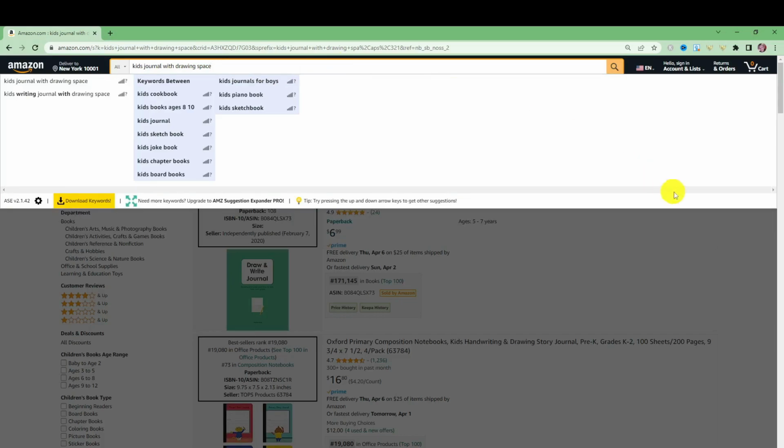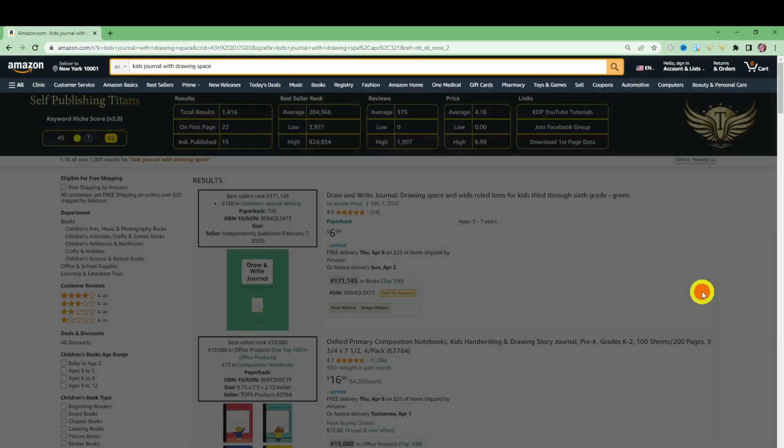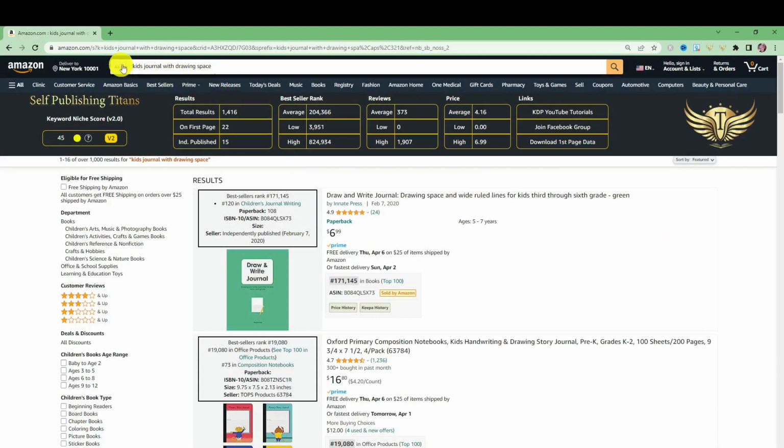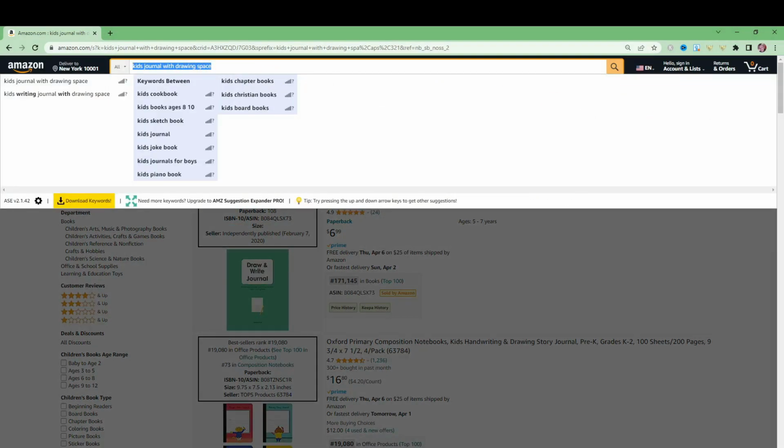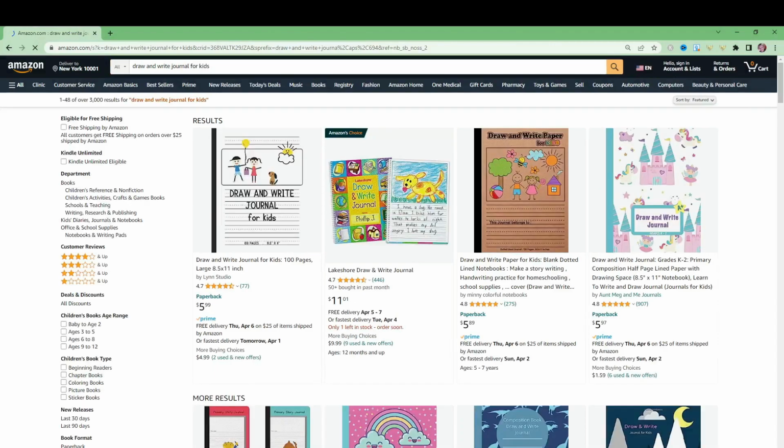That's fine. But what I would normally do before I settle on an idea is I would write that down, Kids Journal with Drawing Space, keyword niche score of 45, and then I would just play around with that keyword and see if I can get anything that I prefer better in terms of all of these numbers. So a lot of them are using Draw and Write Journal. So let's just for experiments see what happens. Draw and Write Journal for Kids.